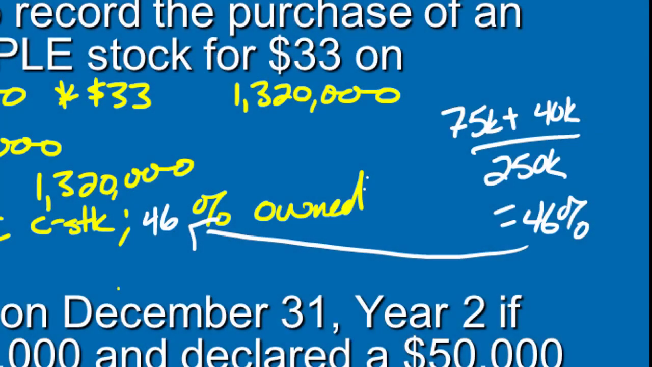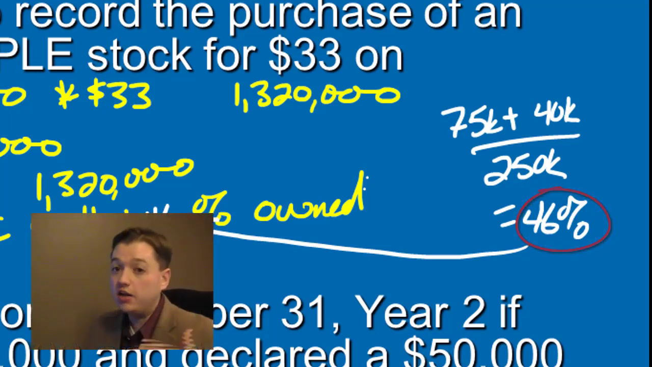You should have started out by figuring out that new percentage owned. So we own 75, we bought 40,000 more. Assuming that 250,000 shares we used originally is still the number outstanding, we now own 46% of the stock in this PLE Incorporated. Now, that's not enough to consolidate. Thank goodness, because we're not ready to do that quite yet. We'll leave that to future accounting classes, but it still puts us well above that 20% threshold.